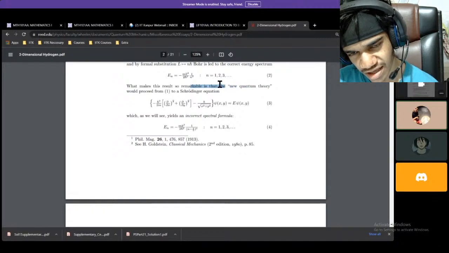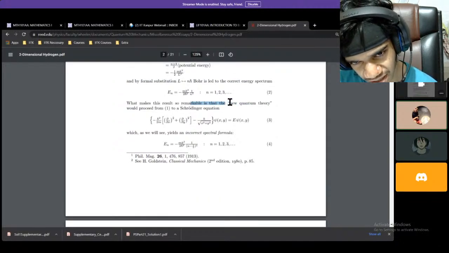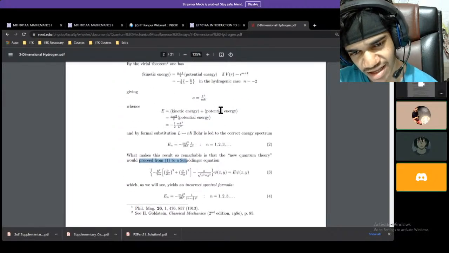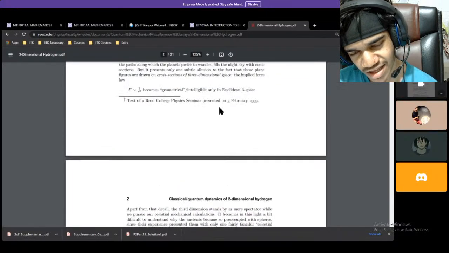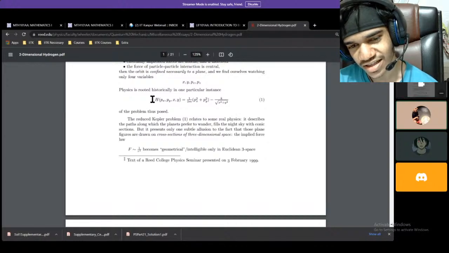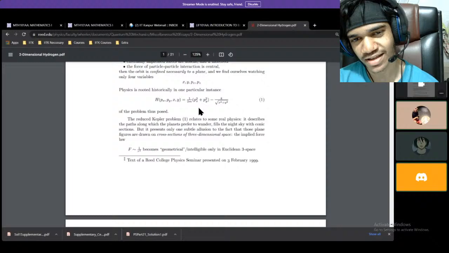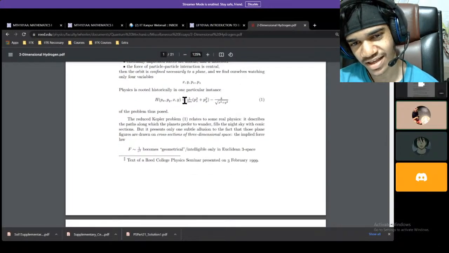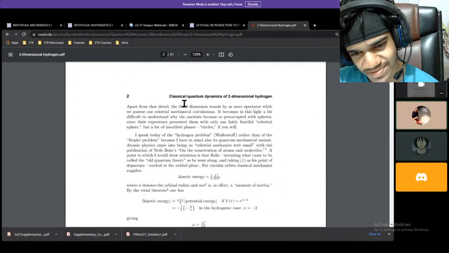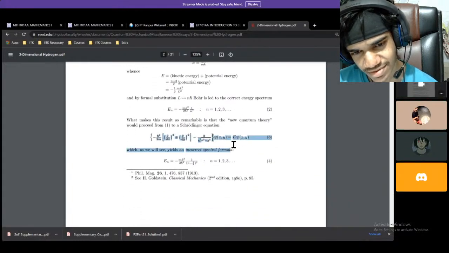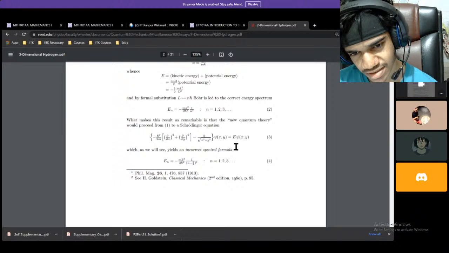हाँ. Wait a minute. See here. What makes this result so remarkable is that the new quantum theory would proceed from one to the Schrodinger equation, and one is this equation. The one is where? There is one. ढूंढो यार. This is the one. There you go. H. It makes as an axiom here. So they started with the old quantum theory, and then they moved to the new quantum theory here, and then they developed this equation.